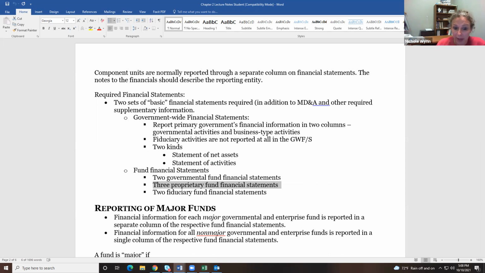So basically proprietary funds have all the same financials as financial accounting businesses, and then 2 for fiduciary. It's basically a balance sheet and one of changes in equity. And there's not really a lot of net income that happens in fiduciary funds.